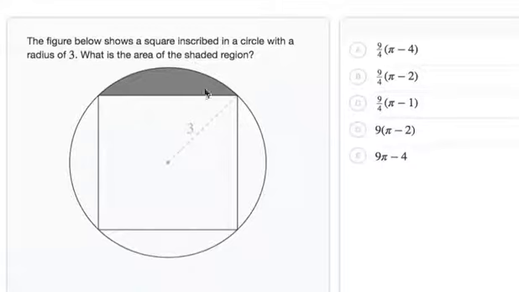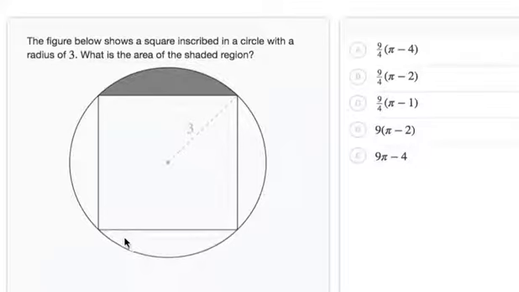circle minus the area of the square, and then we can divide that by 4 because we're looking for this one portion of the circle, and since all of these little portions are going to be equal, we can go ahead and find the missing area and divide it by 4, like the entire area here.